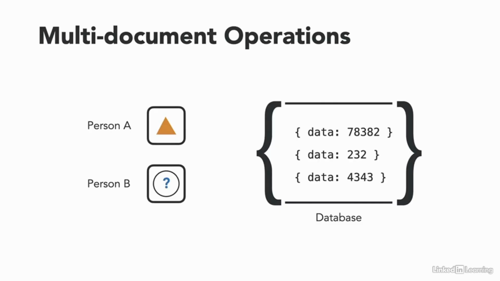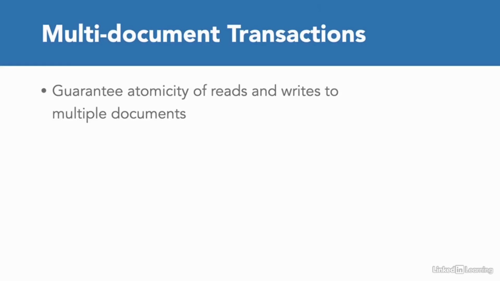However, if person A issues a command to change values in multiple documents, and person B tries to read the same documents at the same time, person B could see some documents that have changes already and some that do not. If this is problematic for your application, then you need transactions. Transactions guarantee atomicity of reads and writes to multiple documents.